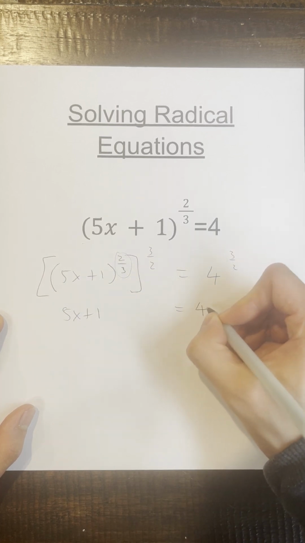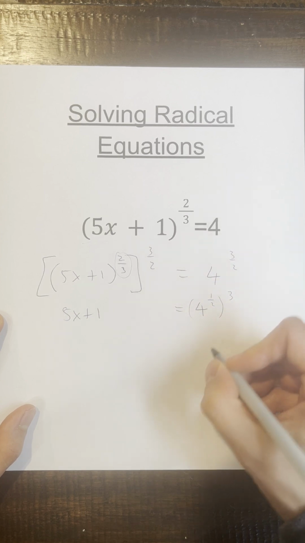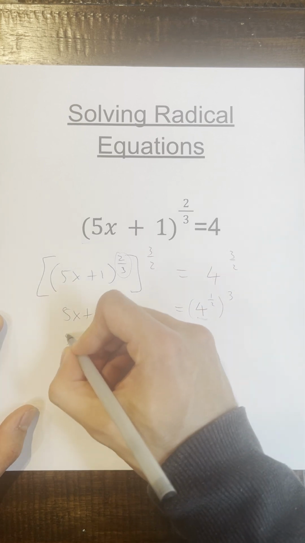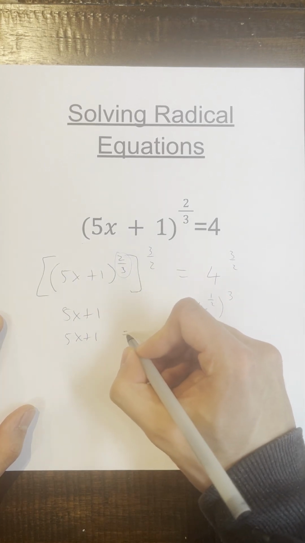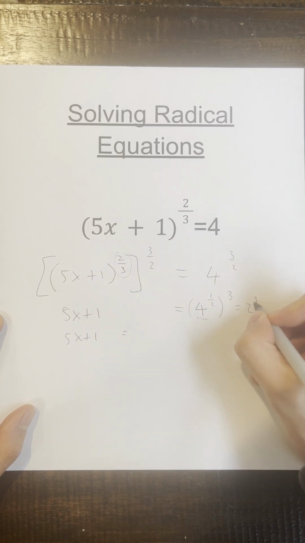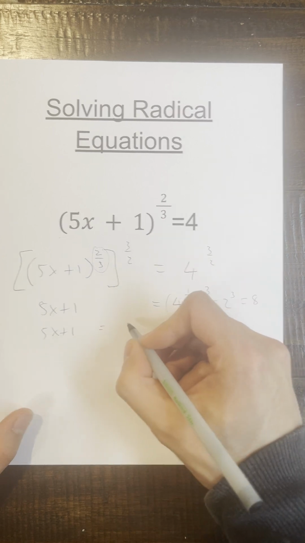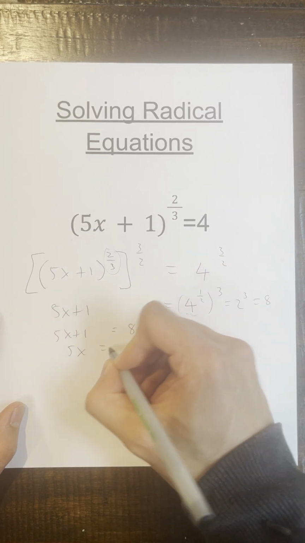So this is the same thing as 4 to the power of 1/2 to the power of 3. And this is just the square root of 4. So the square root of 4 is how much? It's going to be equal to 2, and then 2 cubed is how much? 8. So we have 5x plus 1 is 8. Let's solve for x here.